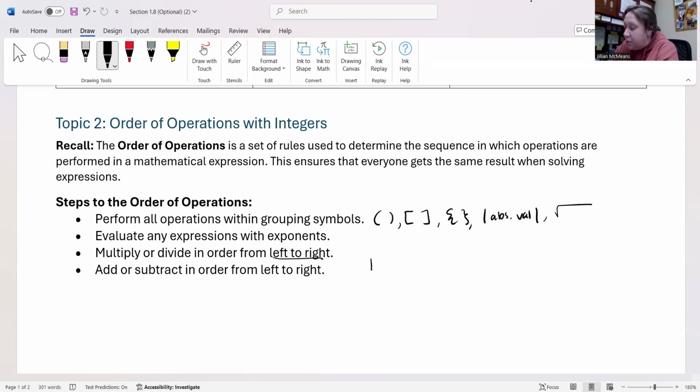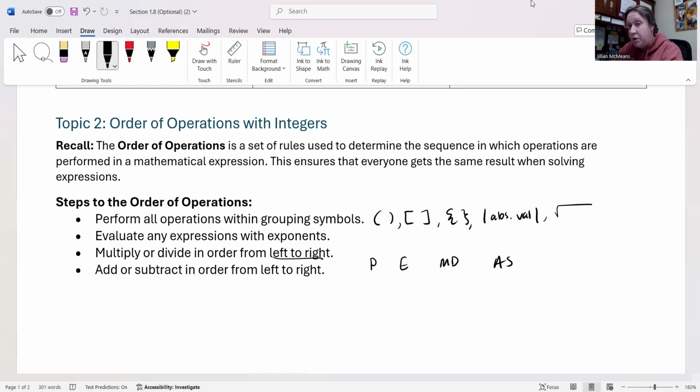So a lot of people remember PEMDAS, and I am writing it kind of silly like this, PEMDAS. The P stands for parentheses, but just know it's all grouping symbols. The E stands for exponents. The MD stands for multiplication and division. And just remember, we do multiplication and division in the same step. We just work from left to right. So whatever comes first from left to right, take care of that first. And also addition and subtraction, we do those together in the same step, just working from left to right.